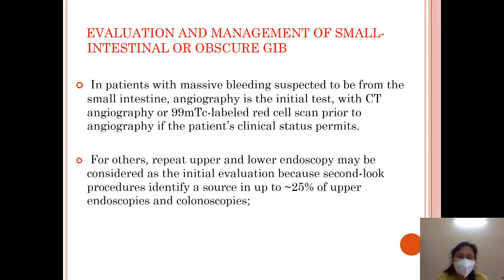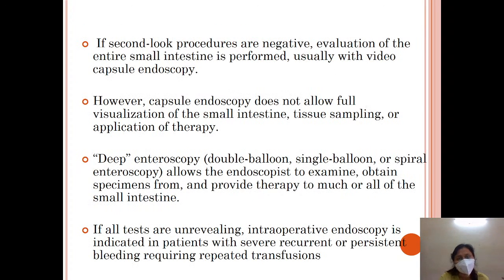Evaluation and management of the small intestinal or obscure GI bleeding. In patients with massive bleeding suspected to be from the small intestine, angiography is the initial test, with CT angiography or technetium-99m scan prior to angiography if the patient's clinical status permits. For others, repeat upper and lower endoscopy may be considered as the initial evaluation because second look procedures identify the source in up to 25% of upper endoscopies and colonoscopies.